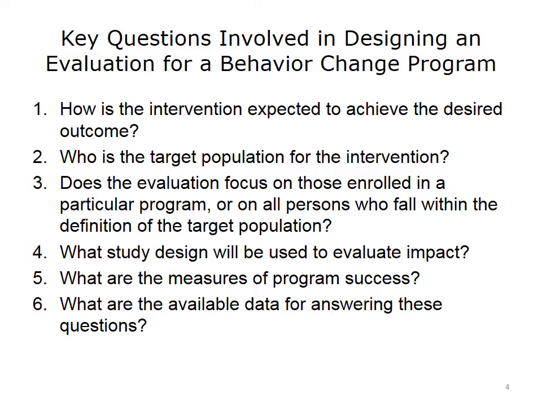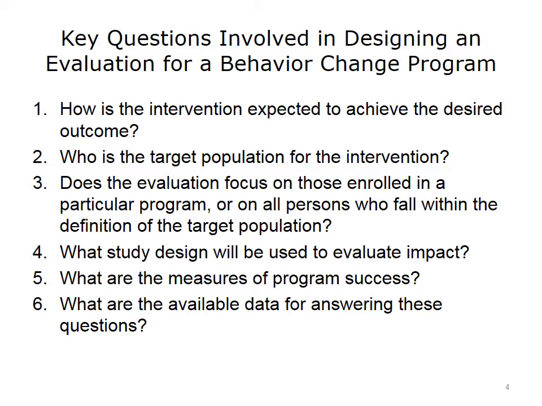So what are some of the key issues when you're evaluating a behavior change model? Well, how is the intervention expected to achieve its outcome? So we can actually look at some of the process issues. Who is the target population? Occasionally, we'll make an intervention or program and it helps some people, but it may not be the people we intended to have benefit. And that may be okay, but it may not.